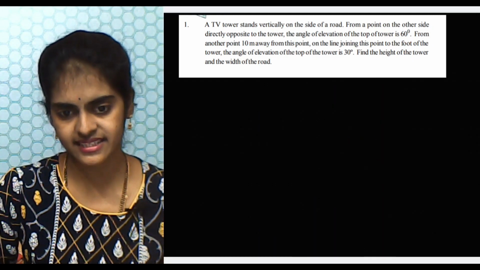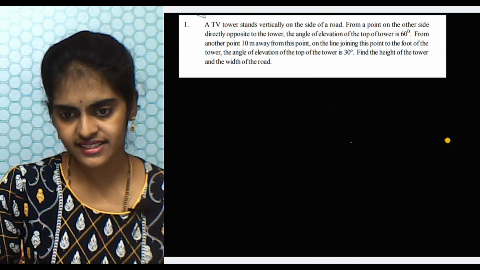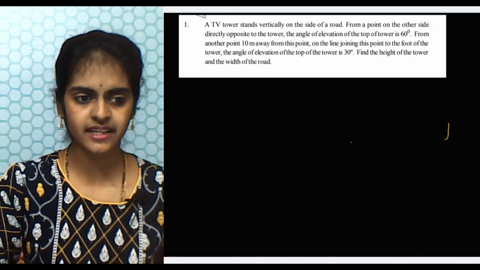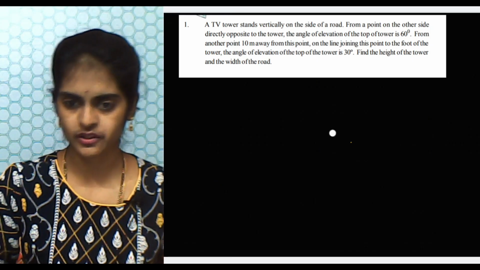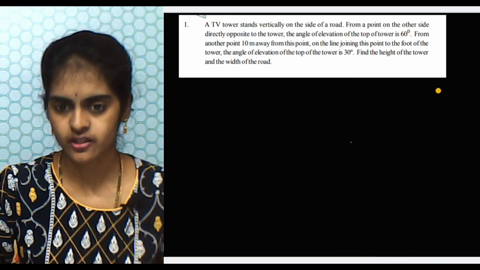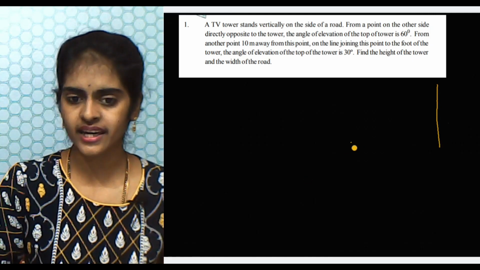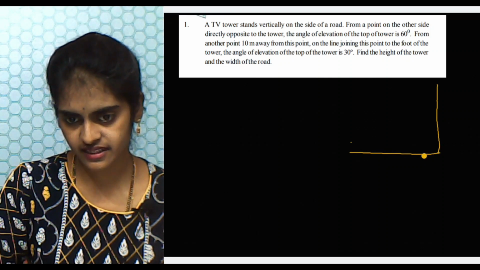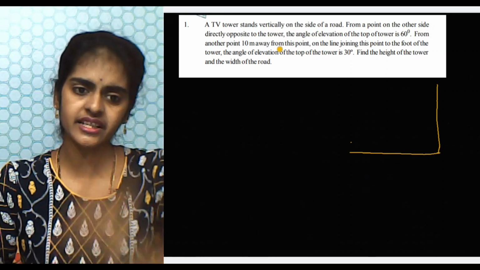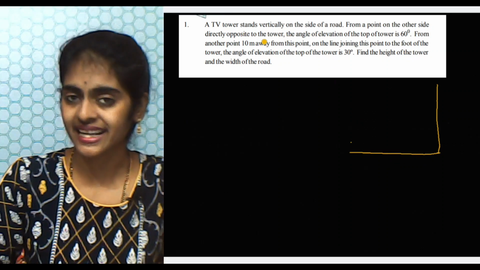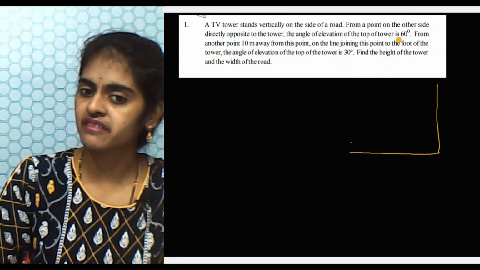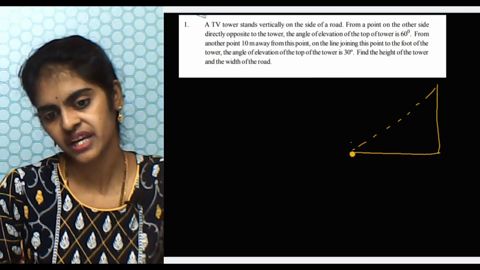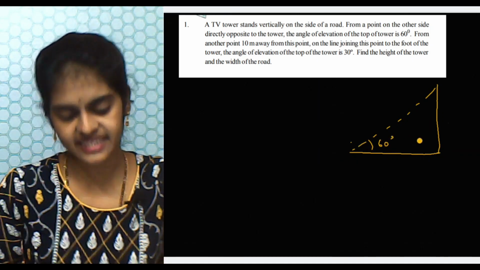Okay, suppose this is the one side of the road, this is the other side of the road. A TV tower is standing vertically here on one side of the road. So let me take it in this way. This is the TV tower, and this is the other side of the road. If you're watching the TV tower, this is the ground. So if you're watching the TV tower directly from a point directly opposite to the tower, the angle of elevation of the tower is 60. So from this point, if you're watching the top of the TV tower, this angle of elevation is 60 degrees.